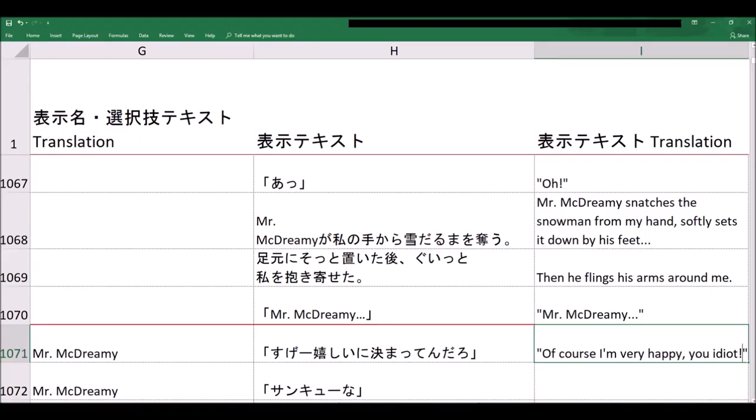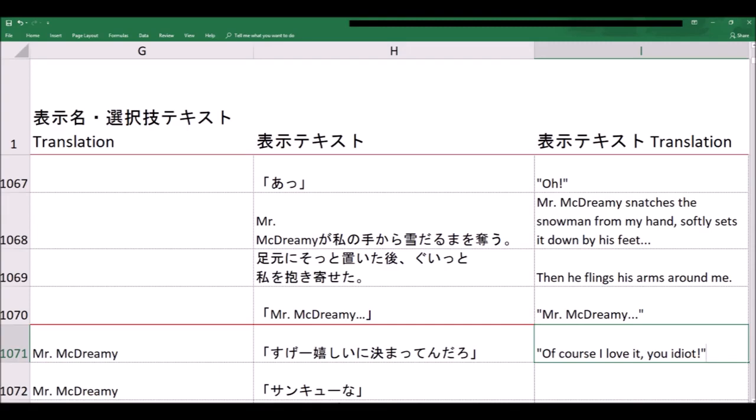The next huge issue I have is the literal translation of ureshii. While it does technically mean happy, it's so much more nuanced than that. It can also mean flattered, and it's often used in a romantic way when you're appreciative or flattered of something that someone has done for you. Now, what would I say in English if a love interest gave me a very sweet or romantic present? I would say something like, that's so sweet of you, or I love it. So I went with the latter and localized the sentence as, of course I love it, you idiot.